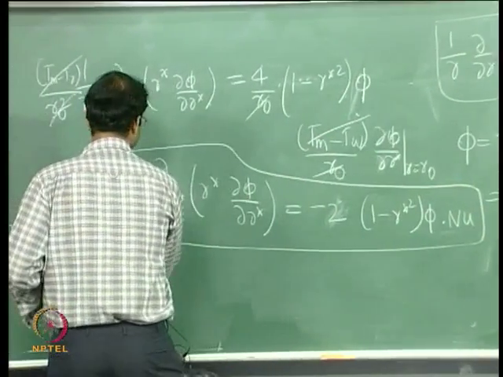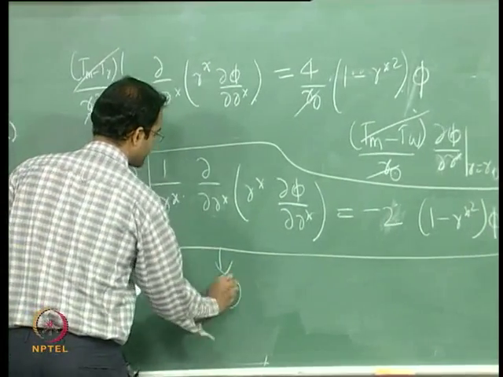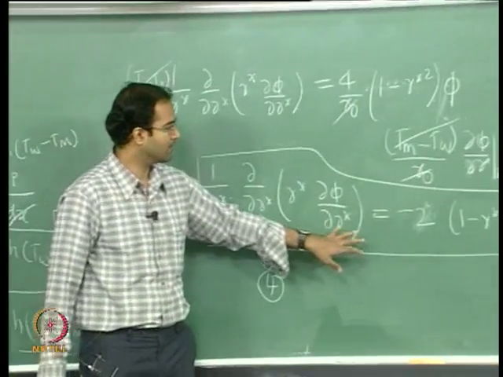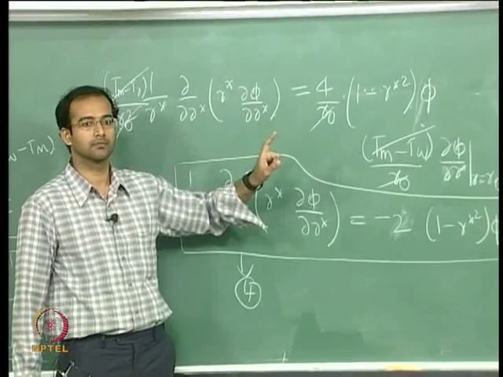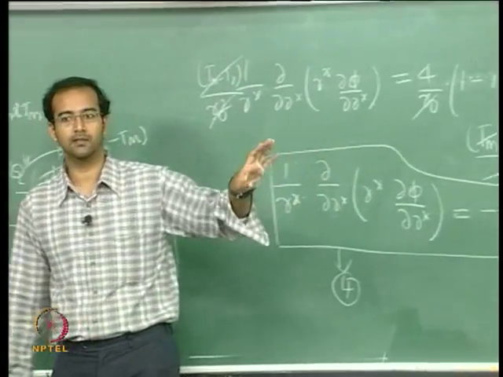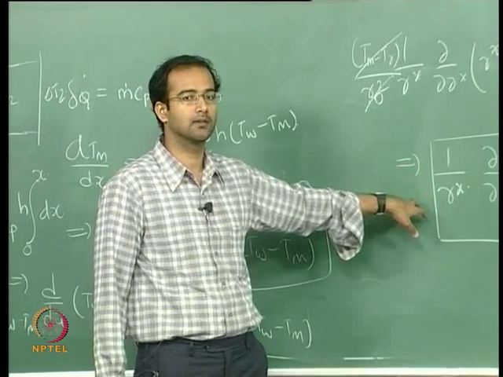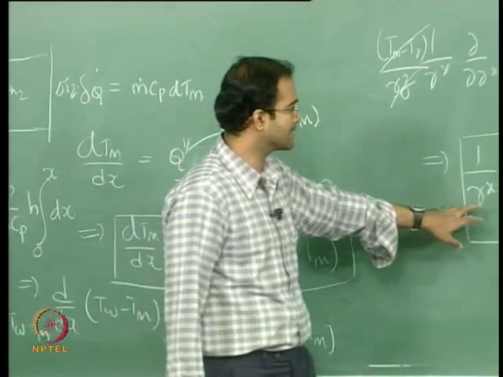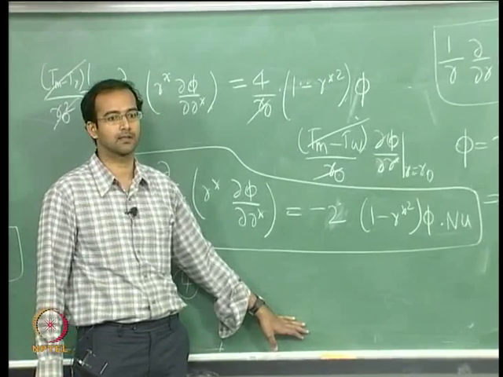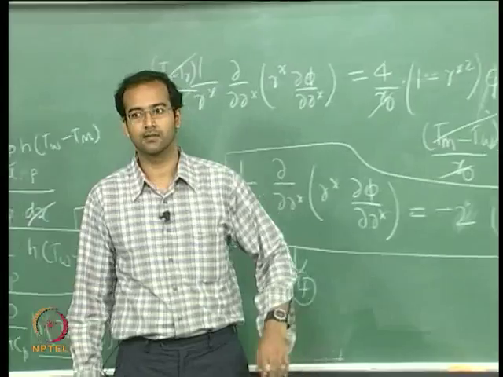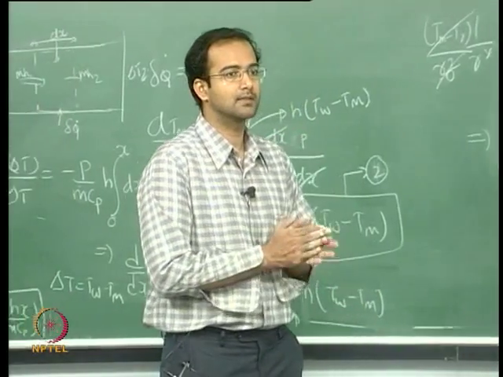So this is my final expression. You see this has reduced to an ODE now, and I will call this number 4. This entire expression is now a function of phi, and phi is a function of only r. Earlier I had a partial differential equation, and now by manipulation and non-dimensionalization I have reduced that to an ODE, which is of course a higher order ODE. I can break it up into two first order ODEs and use the shooting method. We will see that in the next class. I will just give a summary of the shooting method, which you are already used to, to solve this equation.